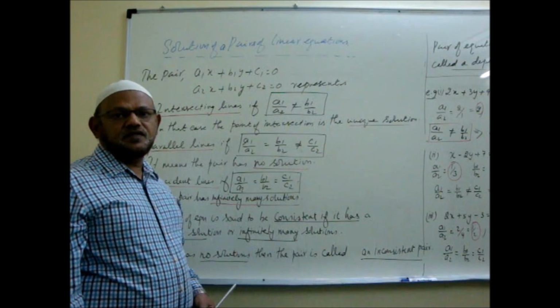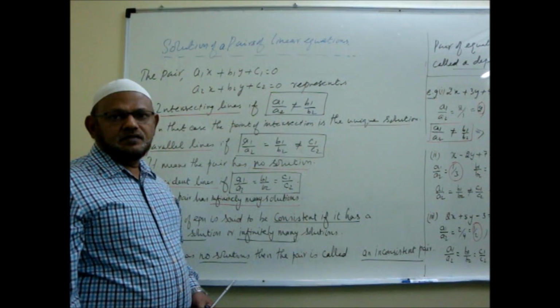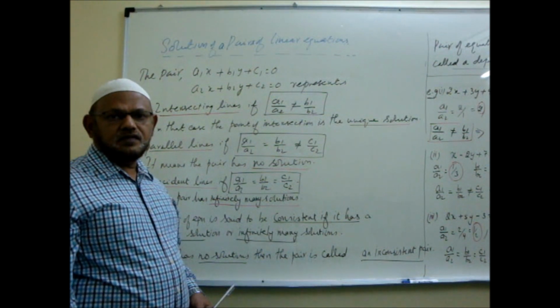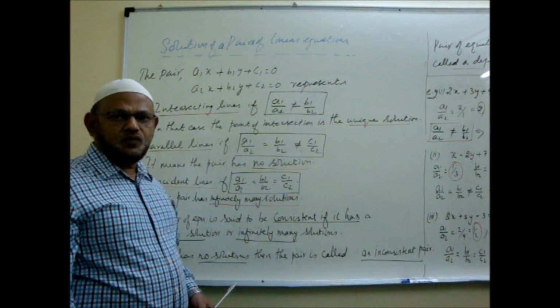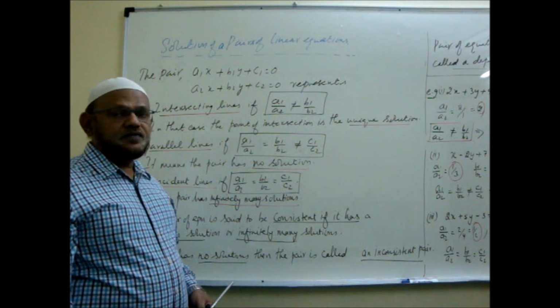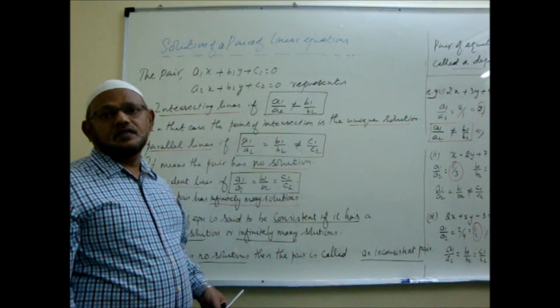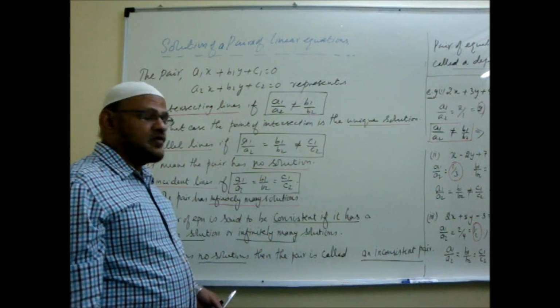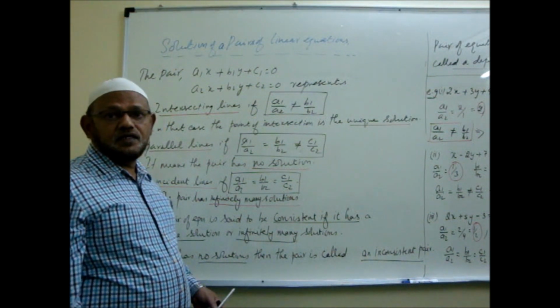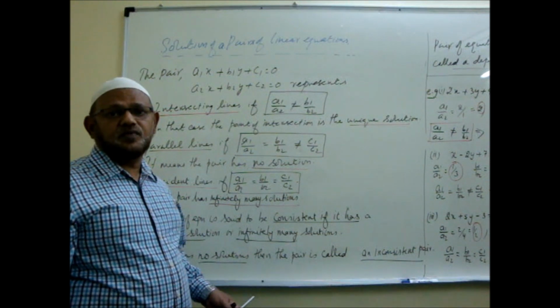So in the last class we have seen graphical solution for a pair of linear equations. We have seen that if the two lines intersect at a point, then that point of intersection is the solution. It is not required that always the two lines intersect at a point.